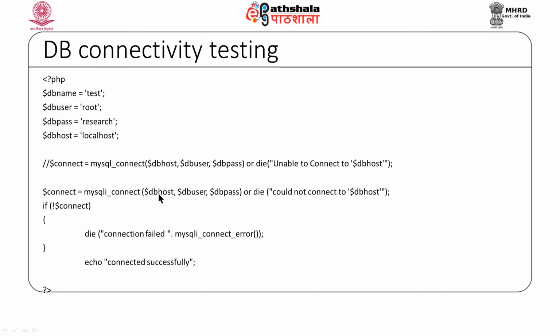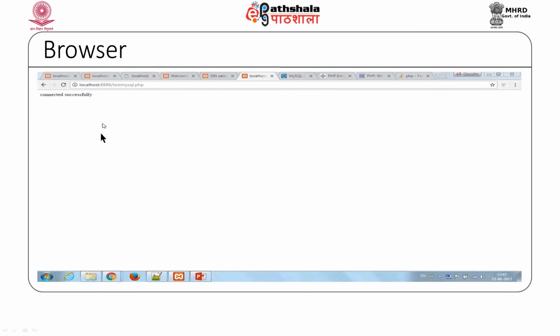I am passing the parameters over here which I have already defined, that is host, user and password, and I am saying "or die". So, if it is connected, it will give me "connected successfully". When I want to test this, I have to go to the browser and write my program name in the localhost. You could see the message I am getting: connected successfully. This is basic database testing.